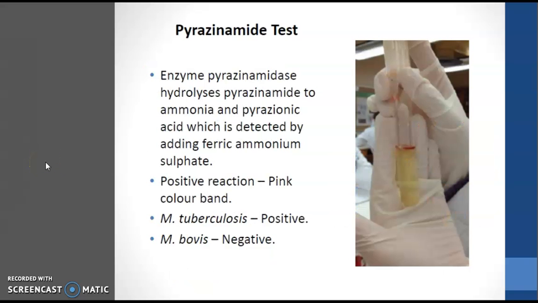Another test is the pyrazinamidase test. Here the enzyme pyrazinamidase hydrolyzes pyrazinamide to ammonia and pyrazinoic acid, which is detected by adding ferrous ammonium sulfate. The positive reaction is indicated by a pink color band, and Mycobacterium tuberculosis gives a positive result for this test, whereas Mycobacterium bovis is negative for this test.